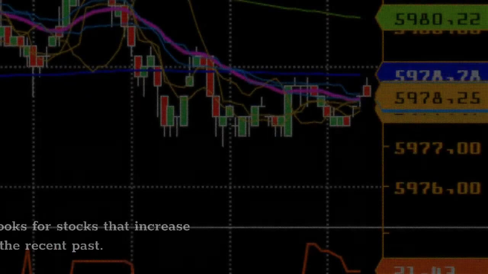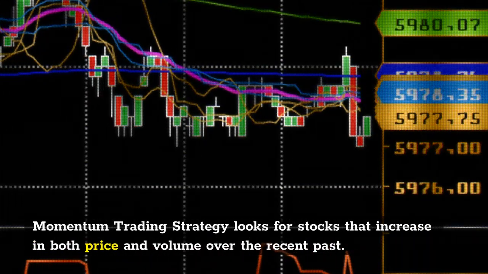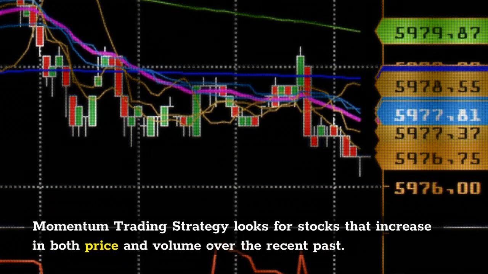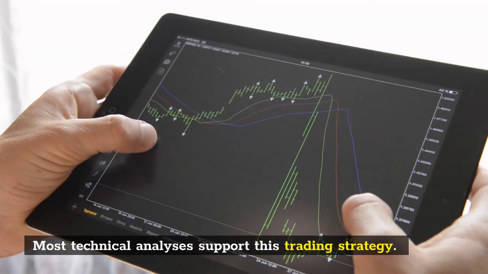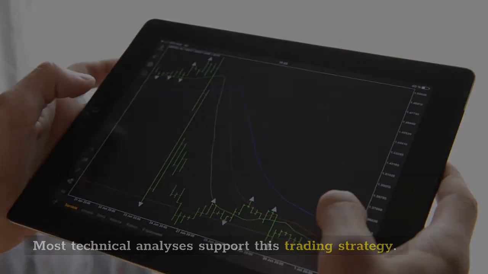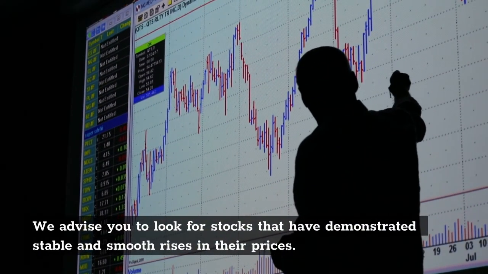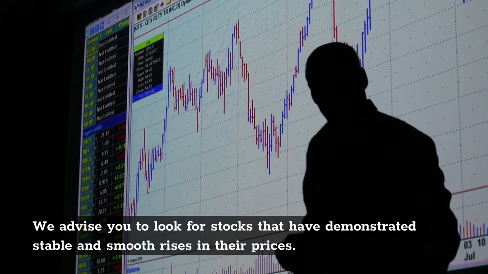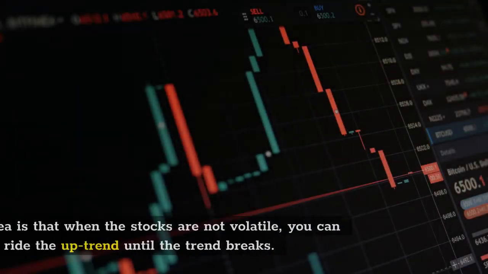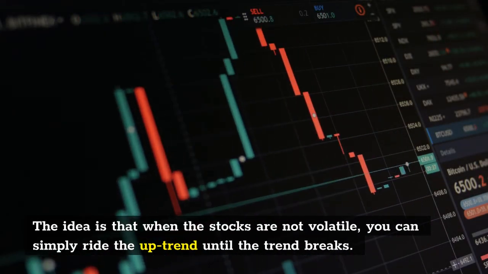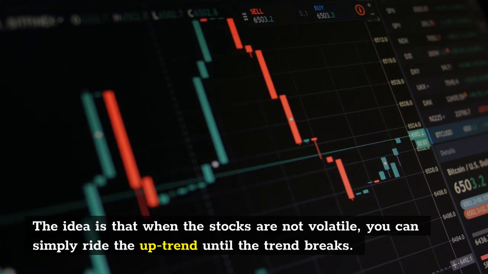Momentum trading strategy looks for stocks that increase in both price and volume over the recent past. Most technical analyzers support this trading strategy. We advise you to look for stocks that have demonstrated stable and smooth rises in their prices. The idea is that when the stocks are not volatile, you can simply ride the uptrend until the trend breaks.